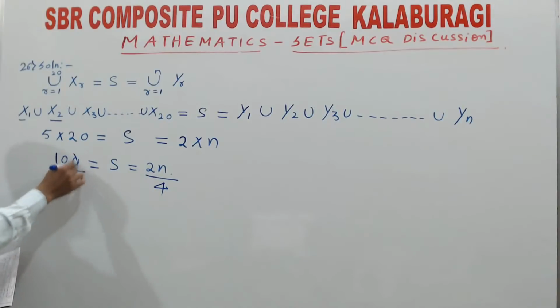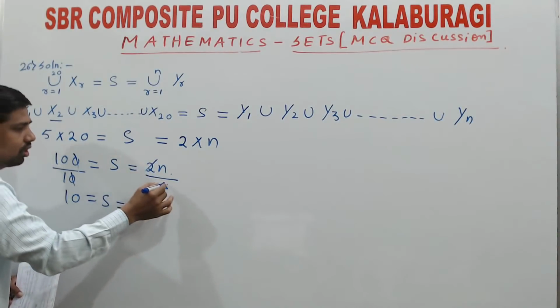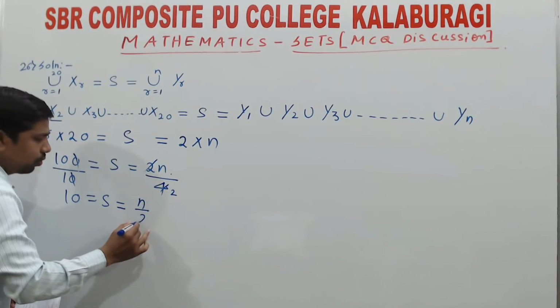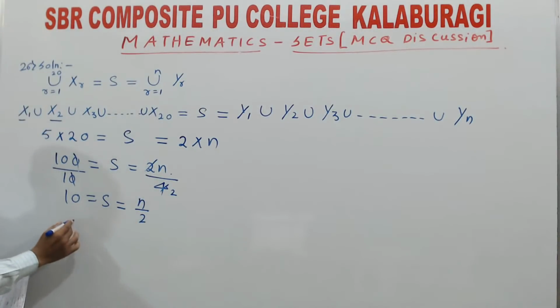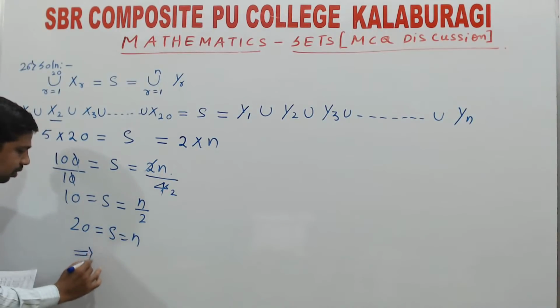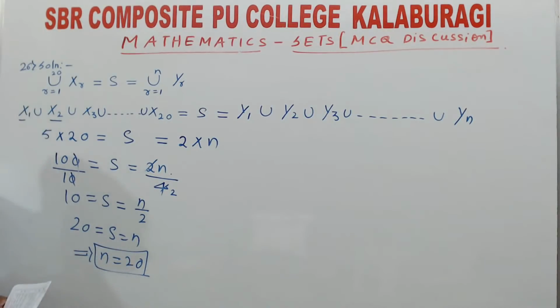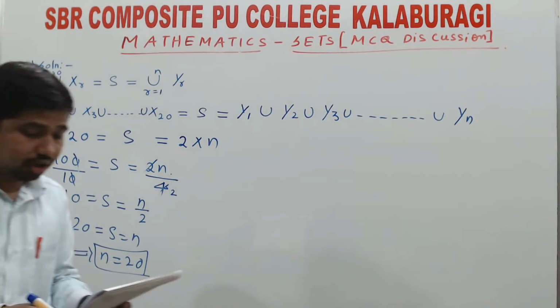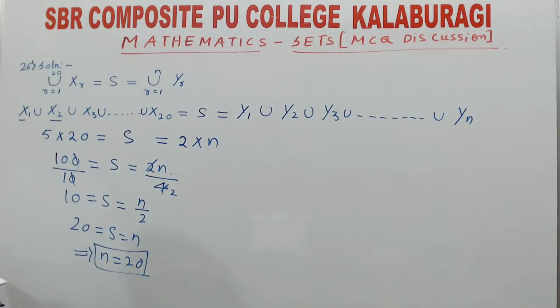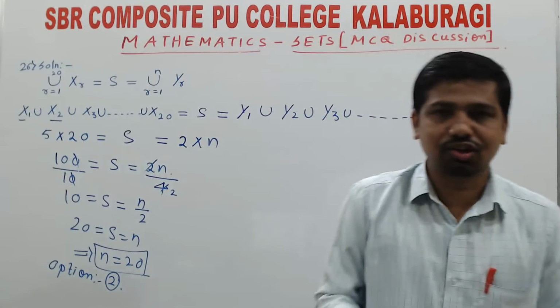So the zeros cancel. Here 10 is equal to S is equal to 2 ones are 2, 2 twos are n by 2. So 2 tens are 20. So 20 is equal to S is equal to n, which implies n is equal to 20. So the value of n is equal to 20, which is your second option. Option number 2 is the correct one. That is your 26th question.